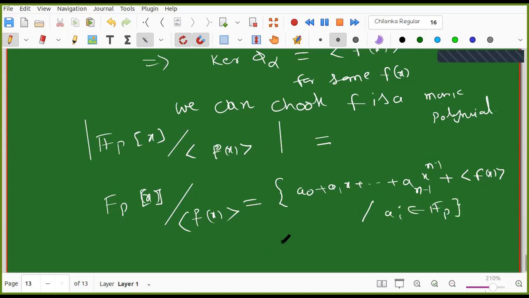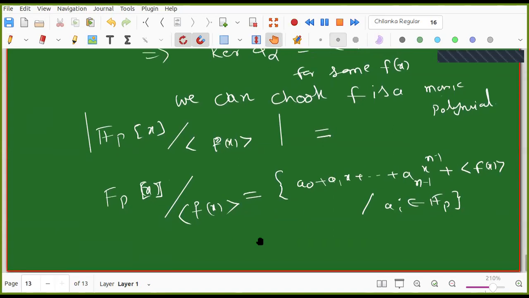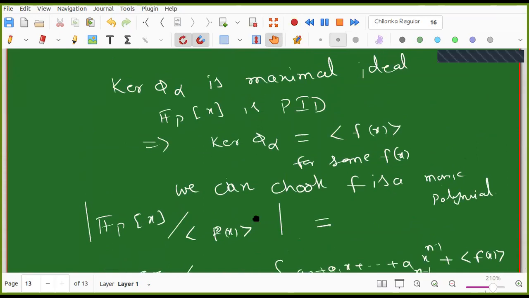So then what is the cardinality? p^n, right? So of course it is the other way. If F has p^n elements, then here n is equal to the degree of f. That way, since F has p^n elements, I can show that the degree of f is equal to n itself. I hope those are fine now.